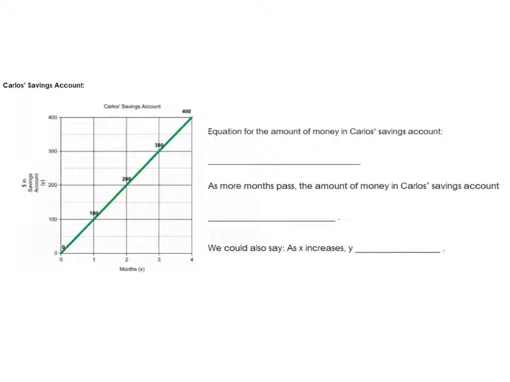So my equation becomes, I need my pen tool, y equals 100x. And we can see that as more months pass, the amount of money in Carlos' savings account increases. I don't think there's any doubt about that. We can also say that as x increases, y increases. Because x stands for months, and y stands for money. All right, go ahead and turn to the next page for some more practice.